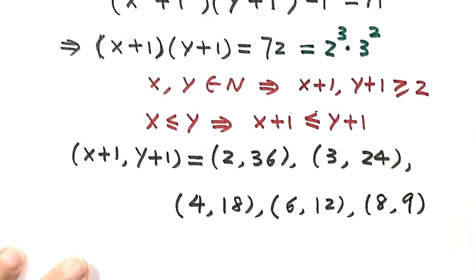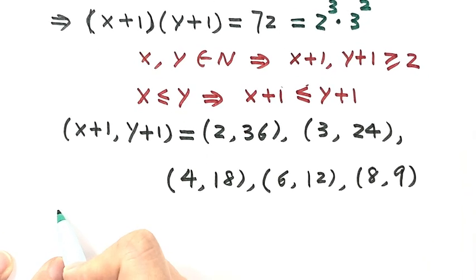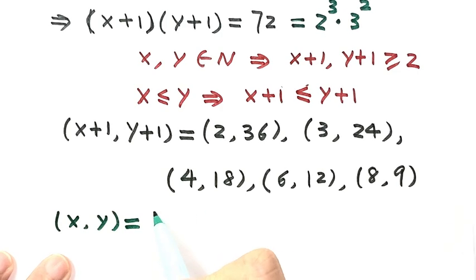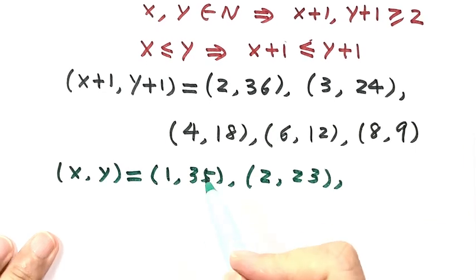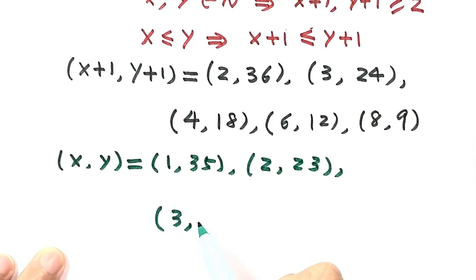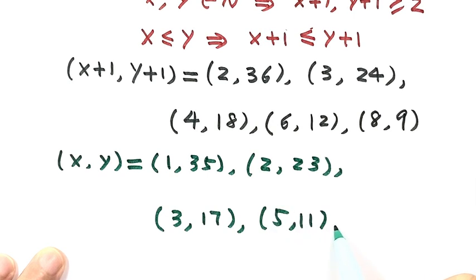Next, let's figure out what xy is. Just subtract 1 from all the numbers. So here 1, 35. Then 2, 23. Then 3, 17. Then 5, 11. Then the last one, 7, 8. Okay, so those are the possible sets for x and y.